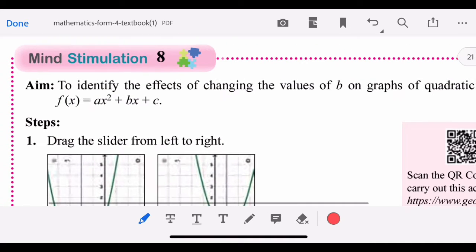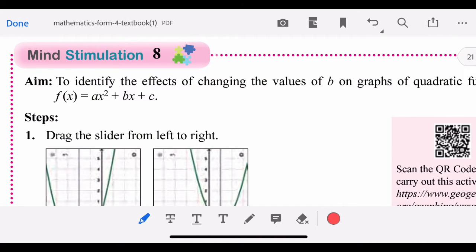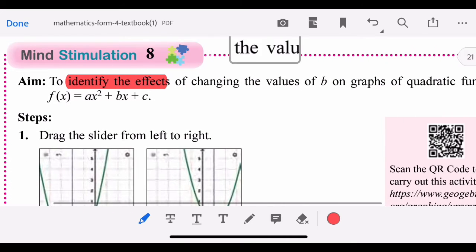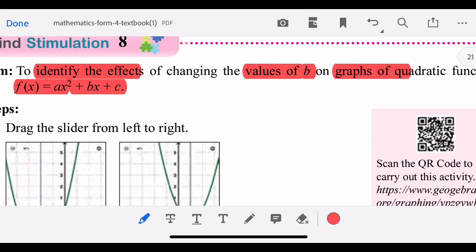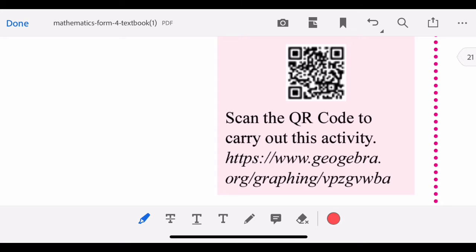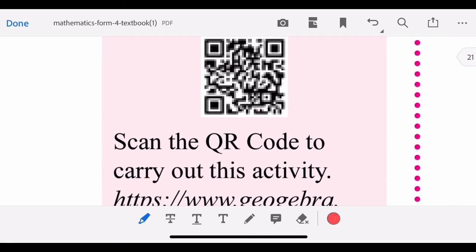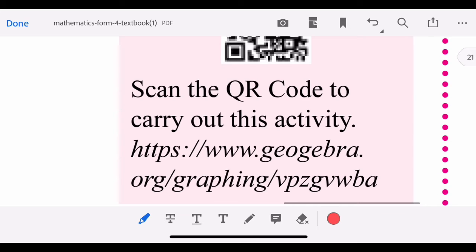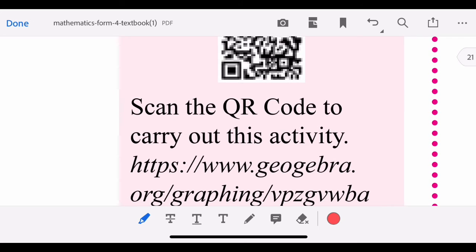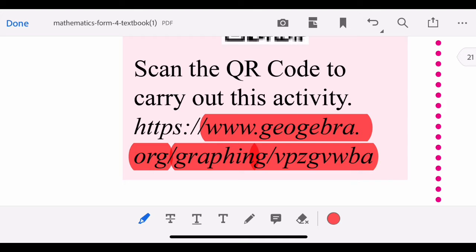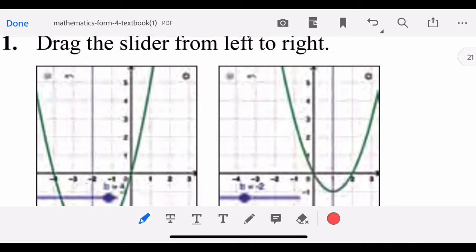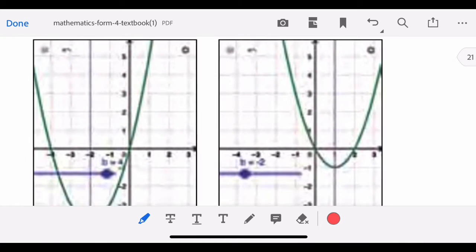let's see my simulation number 8. To identify the effect of changing the values of b on the graph of quadratic function f(x) equal to ax squared plus bx plus c, you need to scan the QR code to carry out this activity. The activity is at the website www.graphing/vpzgvwba.